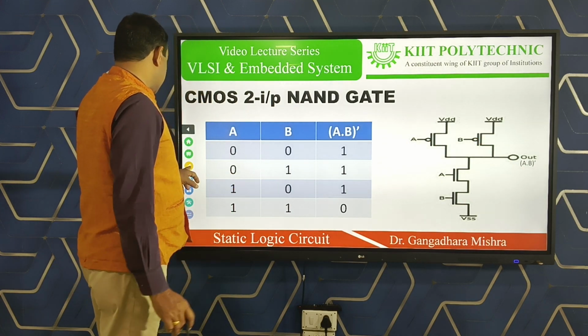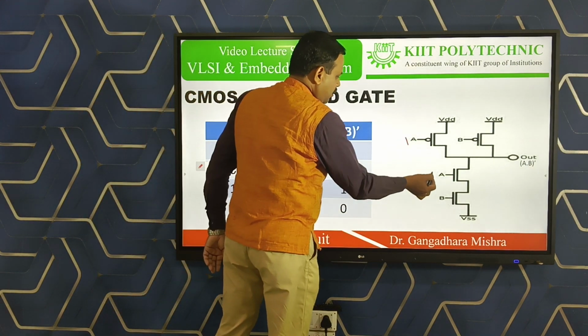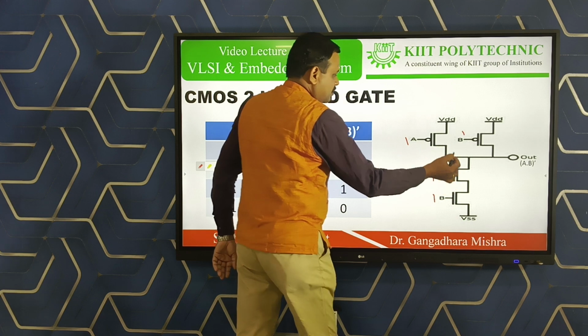Now the last one, that is the 1 1 input condition, for A equal to 1 and B equal to 1. Let's see what happens.